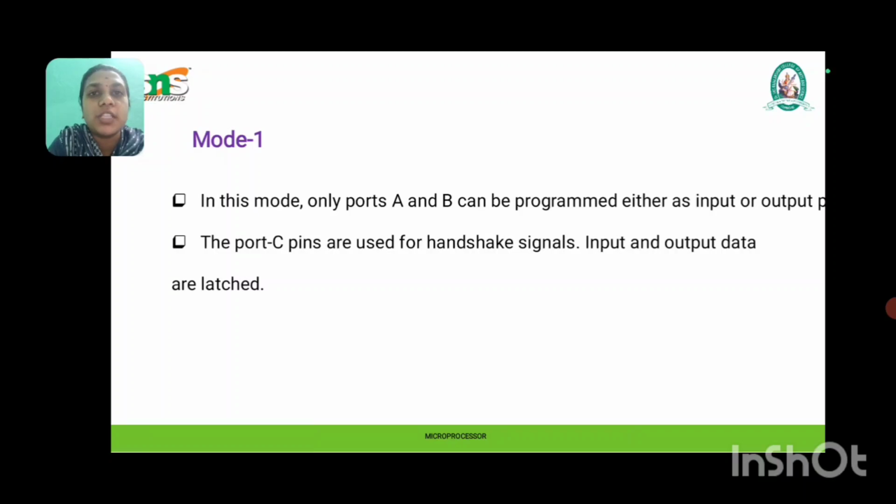Port A pins are PA0, PA1, PA2 and so on, and port B pins are PB0, PB1 and so on. And port C pins are PC0, PC1, PC2 and so on.